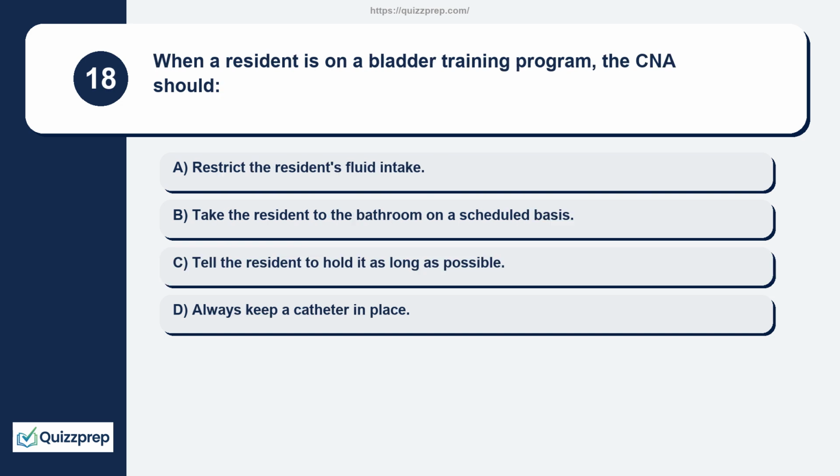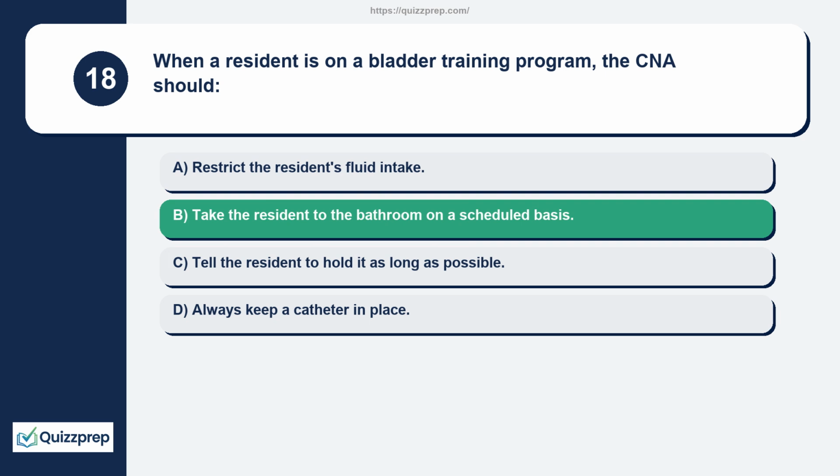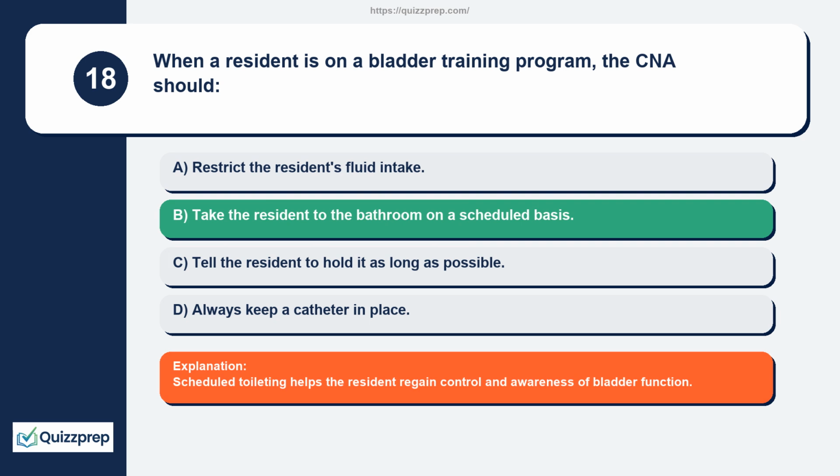Question 18. When a resident is on a bladder training program, the CNA should restrict the resident's fluid intake, take the resident to the bathroom on a scheduled basis, tell the resident to hold it as long as possible, or always keep a catheter in place? Scheduled toileting helps the resident regain control and awareness of bladder function.